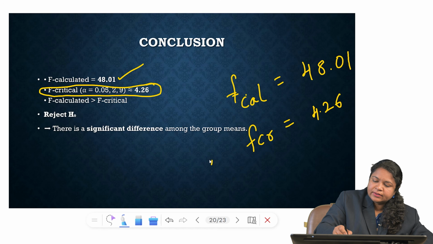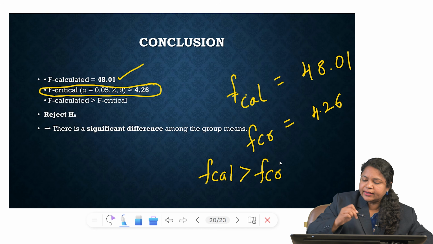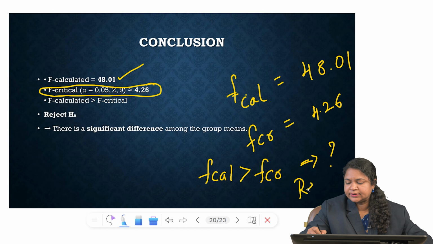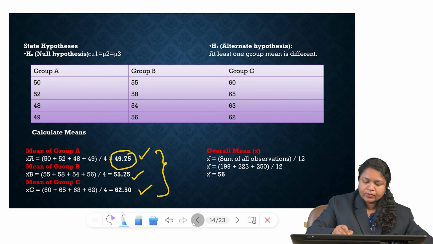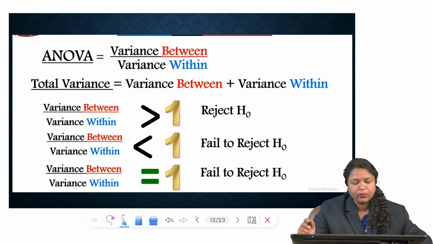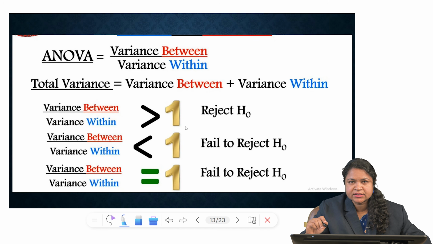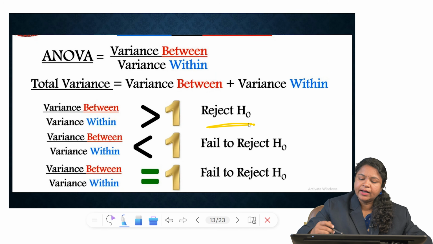That means the calculated value is far greater than the critical value. That means we will reject the hypothesis. How? You can see here the variance between and variance within. So it is satisfying the first statement. So 48 is greater than 4.26. So that's why we are rejecting the hypothesis.